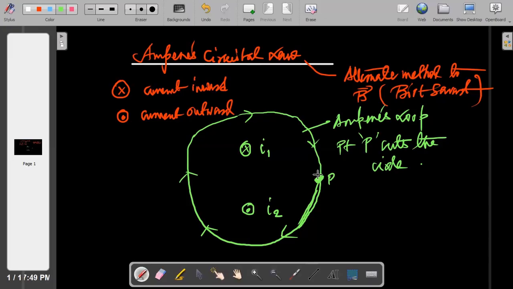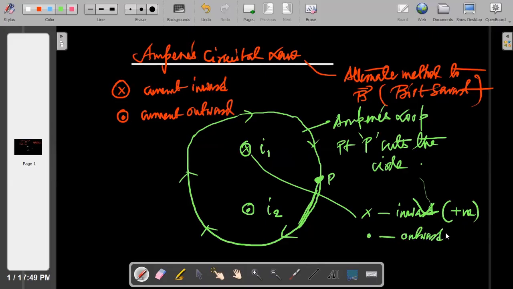So if you curl this finger like that in the clockwise direction, this cross is coming inward. This is inward, and we are taking this as positive. And this one is coming outward, because the thumb is not pointing that way, so it will be negative.